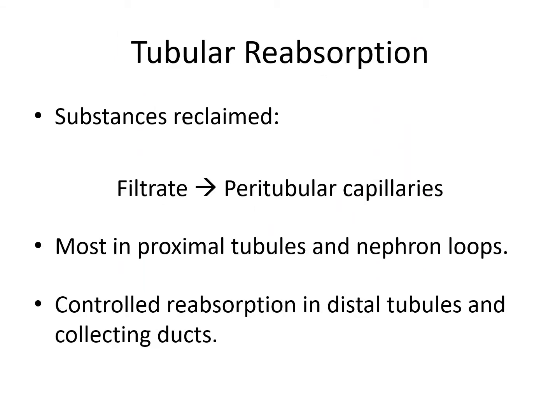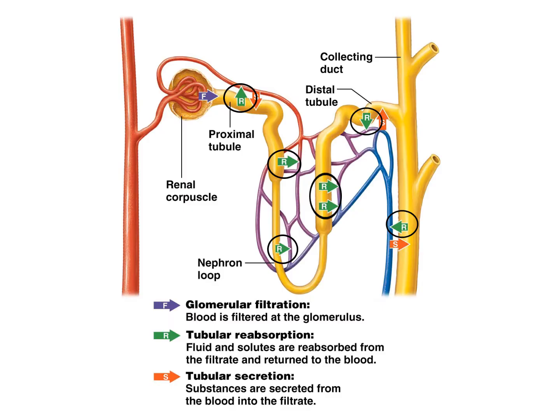Tubular reabsorption is when substances are reclaimed, or things that passed into the filtrate are taken back into the peritubular capillaries. This occurs mostly in the proximal tubules of nephrons. However, there is some controlled reabsorption in the distal tubules and collecting ducts. Now, if we go back to our same figure here, now we've circled all the green arrows. And all the green arrows are where tubular reabsorption occurs. So tubular reabsorption occurs or may occur throughout the nephron and collecting ducts.